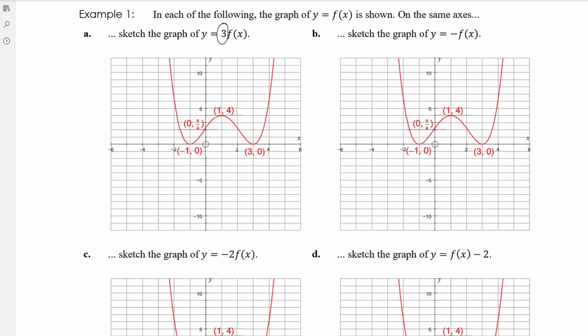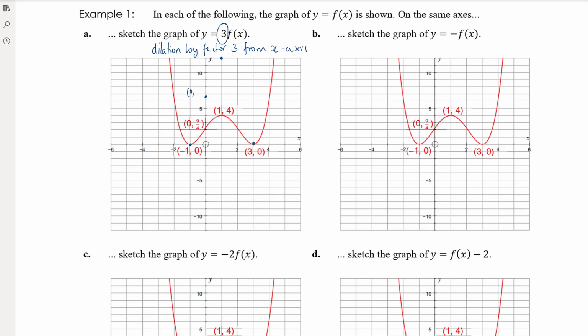So 3 times f of x is a dilation by a factor of 3 from the x-axis. All of the y coordinates are being tripled. So this point at (1, 4) is going to go to (1, 12). This point at (3, 0), when we triple its y coordinate, 3 times 0 is still 0, so it stays where it is. Same with this other x-intercept. (0, 9/4), tripling the y coordinate is going to be 27/4. Now 27/4 is 6 3/4, so that's going to be about there.